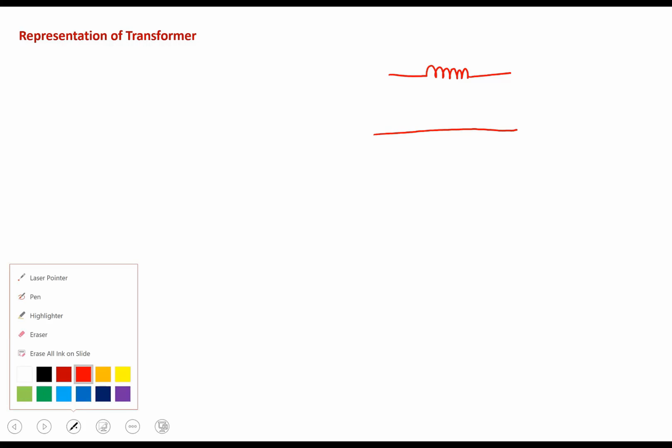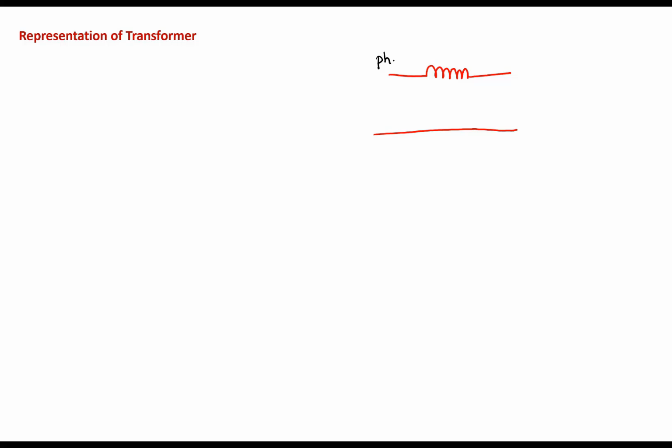The second is the representation of transformer. Again, a transformer is represented as a single reactance. It is represented as a single reactance in power system network. This is phase, this is neutral, let us call this X equivalent. It is represented as a simple series reactance in power system network. Okay, that is the representation.